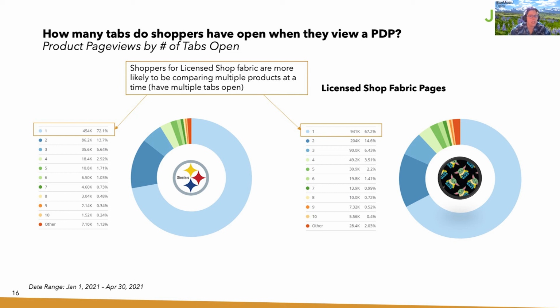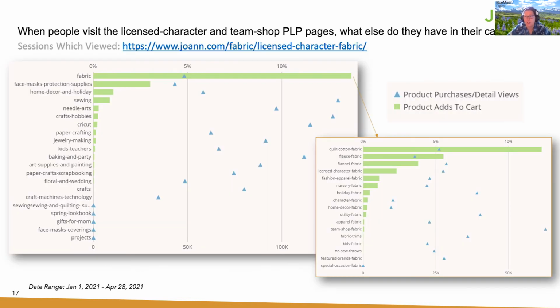So that helps paint the picture a little bit about the mentality for these two different types of shoppers. Another question that they had is what else is in the cart when they come to browse these types of products? What else are they interested in? What's the kind of cross affinity for other types of products? Most of the people who visit the licensed characters fabric have fabric already in their cart. And the second most common type of product that they have in their cart were face mask protection supplies.